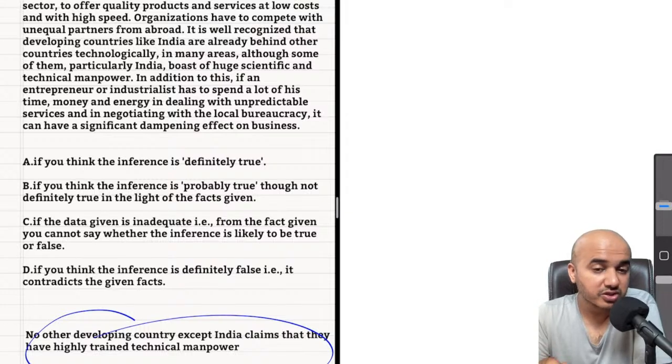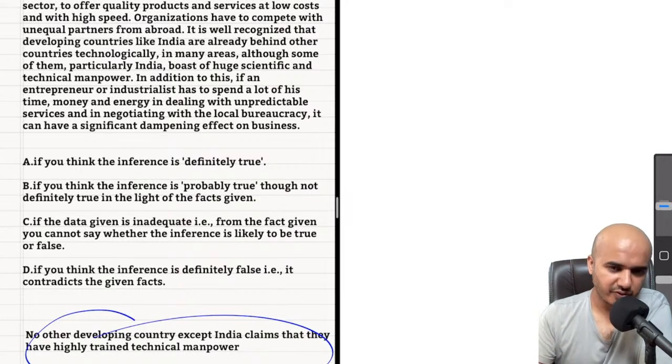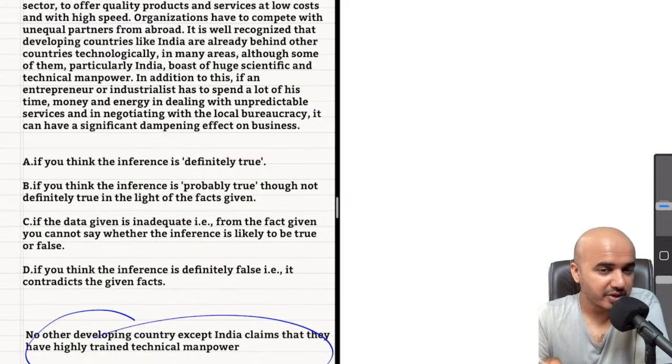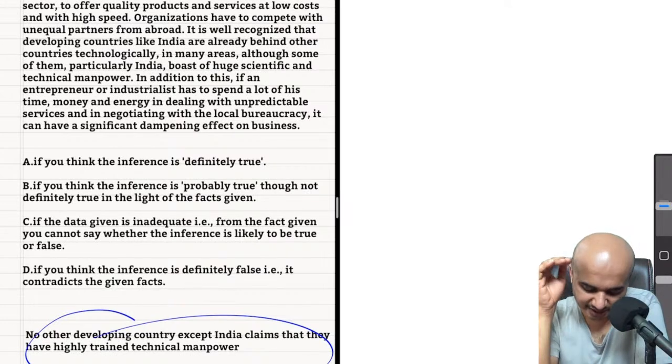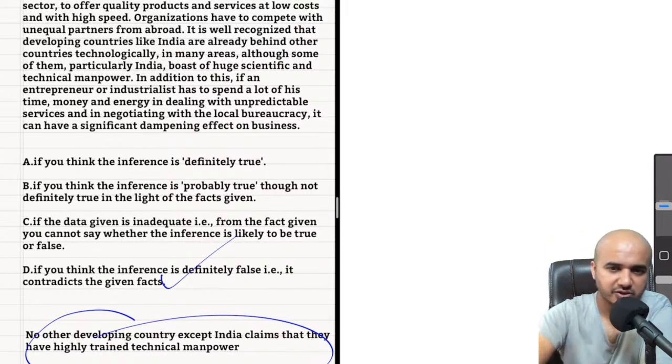So therefore we cannot say no other developing country other than India claims that they have highly trained technical manpower. They may have, we do not know. But from the paragraph, this is definitely not the case. So therefore we will select option D, that is, the inference is definitely false. That is what we have concluded.